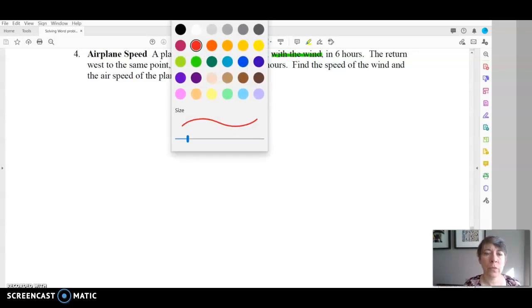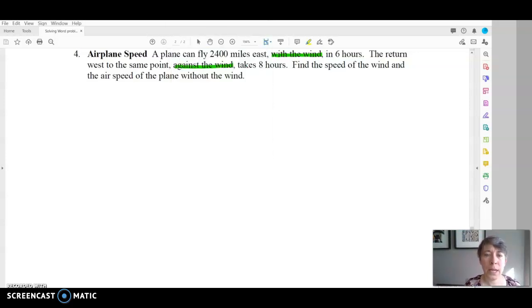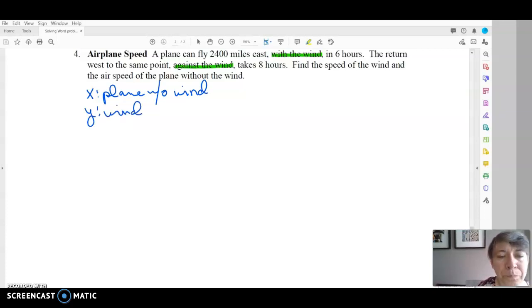Okay, so if we look at, let's get a nice color here. Let's say we're going to let x be the speed of the plane without wind, and we're going to let y be the wind. Okay. Now, we also know, since we're talking about traveling, that this works with the formula rate times time equals distance. So we're going to write there, rate times time equals distance.